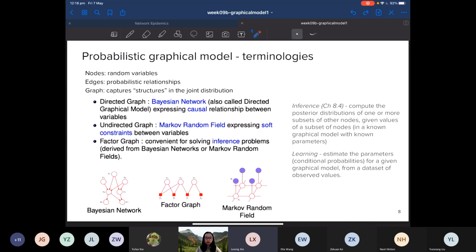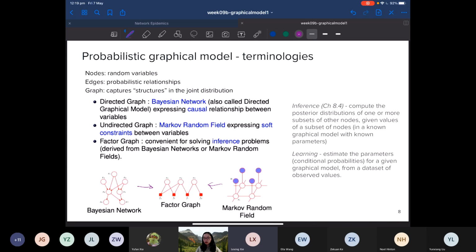So the third type is called factor graph. It is a representation introduced not to describe, say, natural phenomena or phenomena that happen in our real life. It is designed to help us solve inference problems, right? So we can derive factor graph from Bayes network and Markov random field.